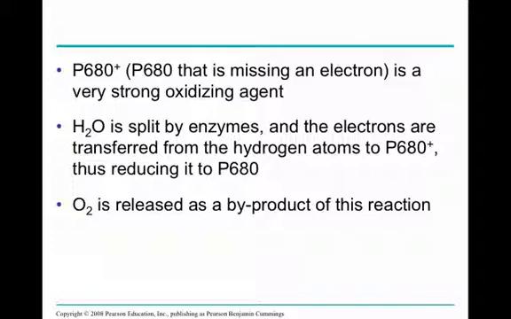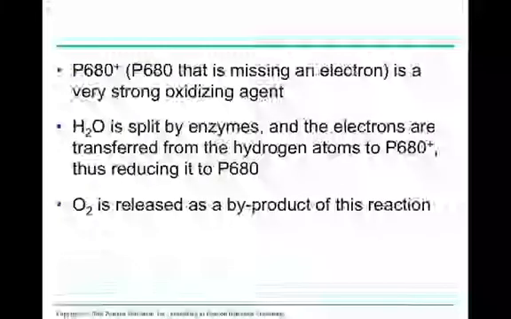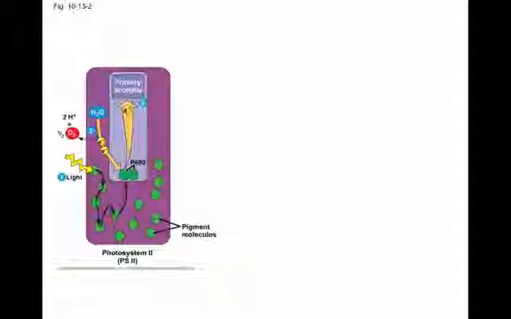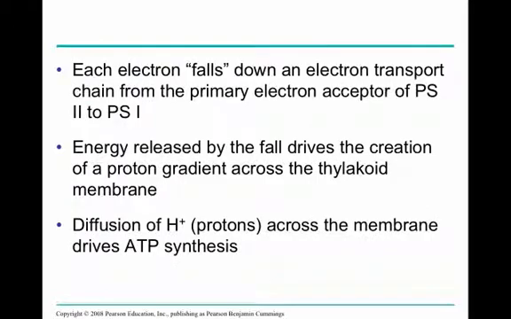So water, using sunlight and enzymes that are specific for this process, gets split and the electrons from hydrogen get transferred to P680, reducing it. Oxygen is a byproduct of this, and it gets released out the stomata. So now we have our electrons from water being used to replenish the electrons that we lose when sunlight excites P680.